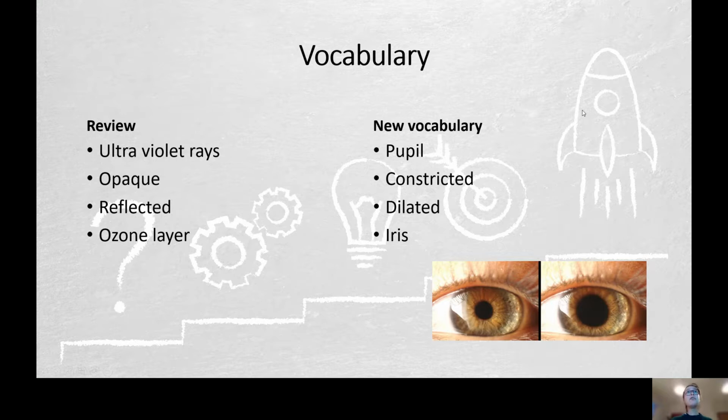All right, new vocabulary. So pupil. This black circle here is a pupil. You can look in the mirror and spot your own pupil and look at how big it is. Constricted. When something is constricted, it becomes smaller. So last term, we learned about your windpipe sometimes constricting, and that is when something gets smaller.